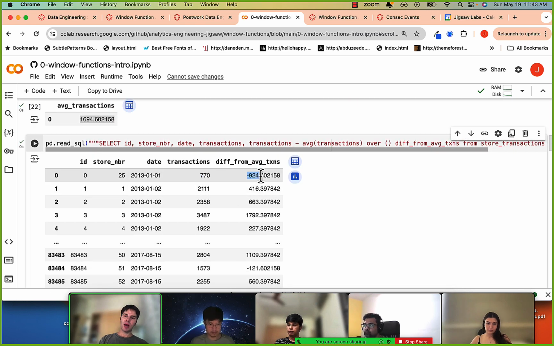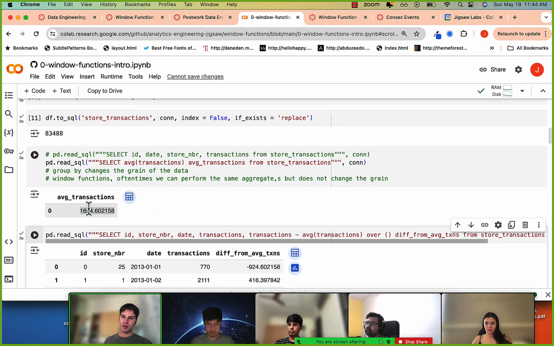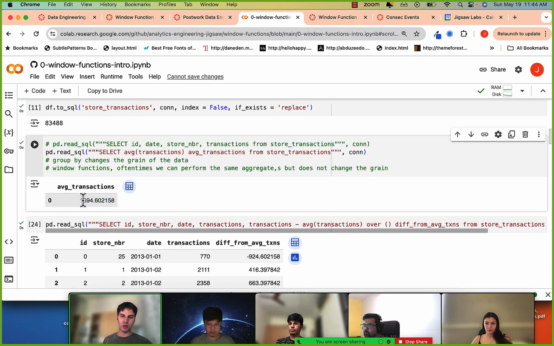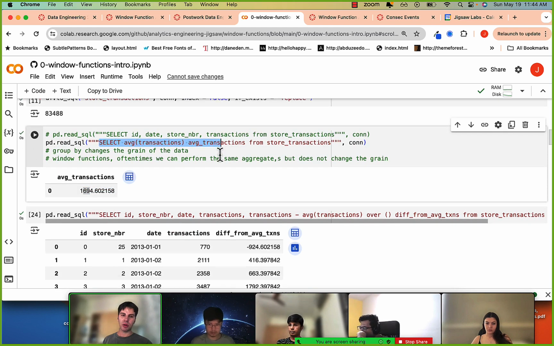It's an easier word. Okay? So this one has 924, less than the average. This one has 416, more than the average, right? So you can start to see, what's the benefit of this? Well, we can use this math equation across the entire data set, but still have our information on a per row basis, on our per store, per day basis, right? If I did it with group by, I'm losing that. I've lost all the individual stuff, and I'm down to just a single row.